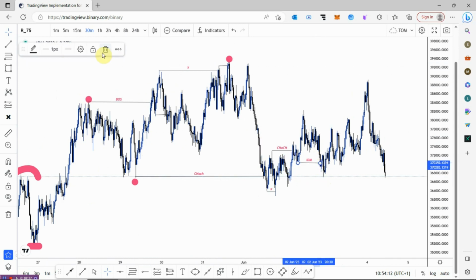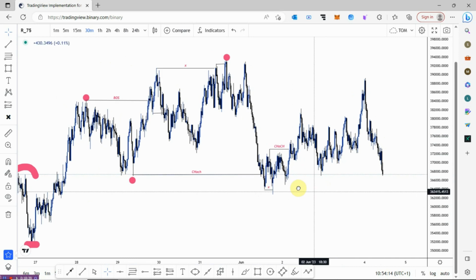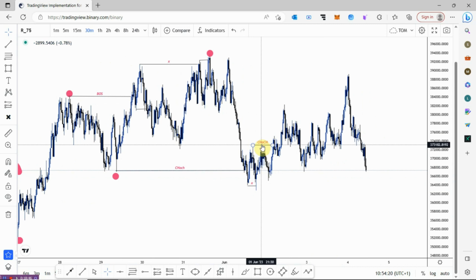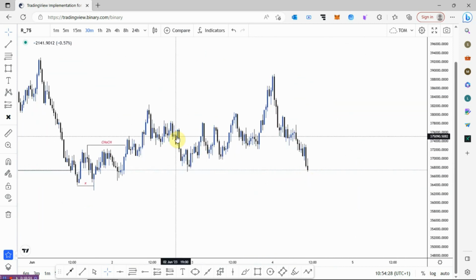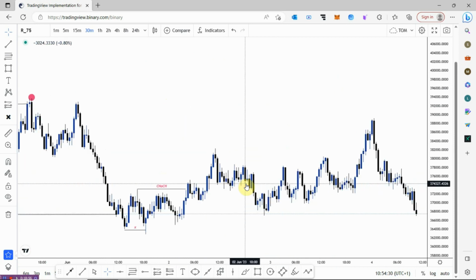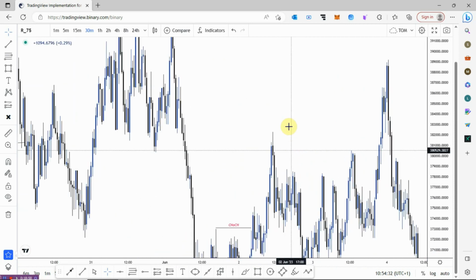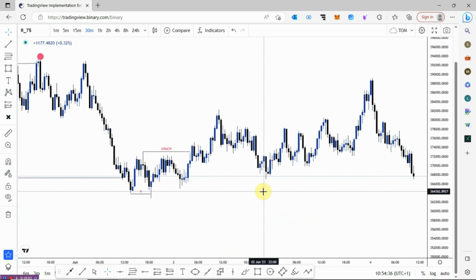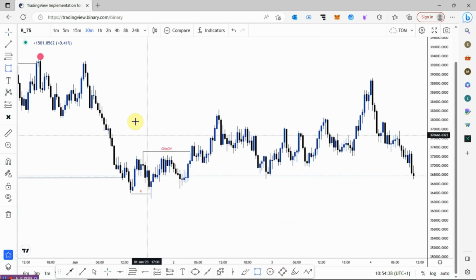Okay, looking for selling opportunities. Now because you want to sell, this chalk is literally also an inducement for the selling. Okay, this chalk is going to be our inducement for selling. But where do we sell from? You have to select your POIs. And since you want to sell, we're only going to be using the supply zones.